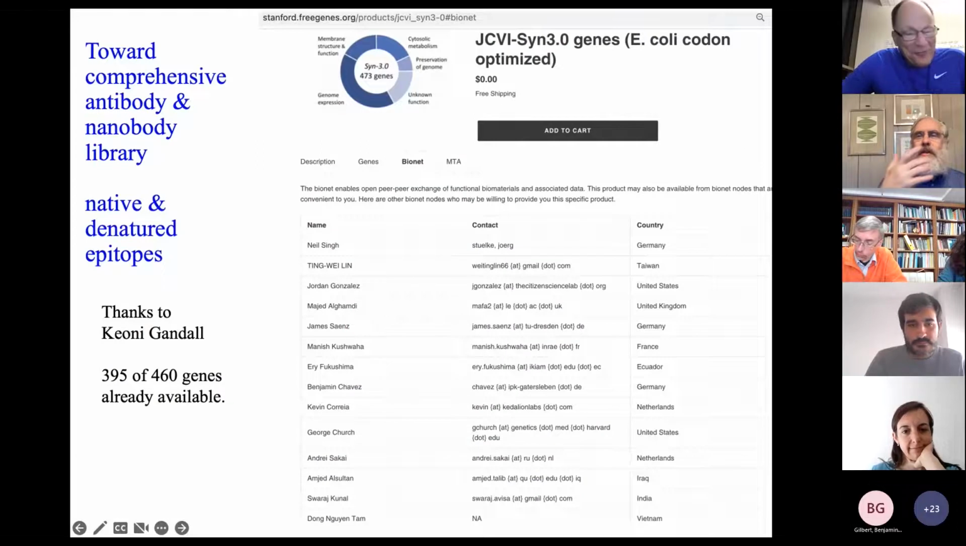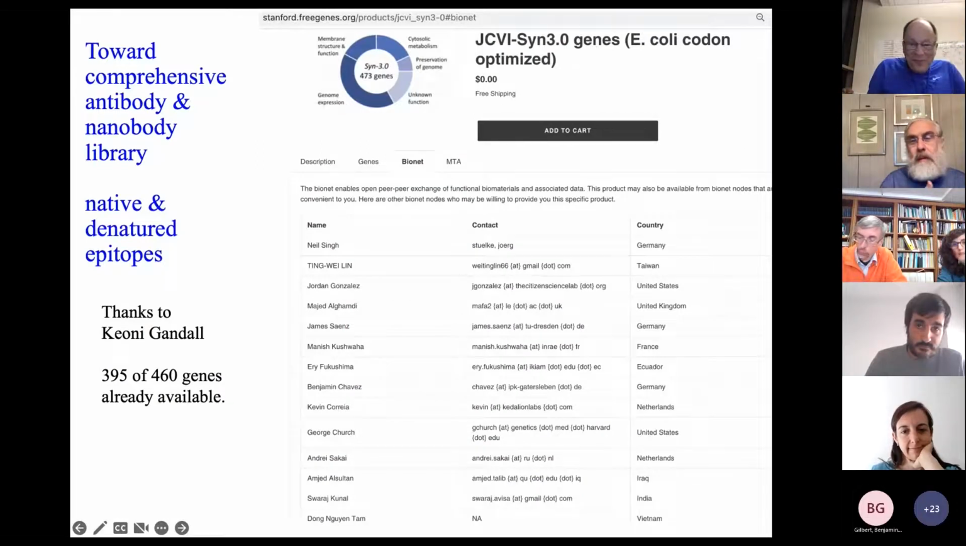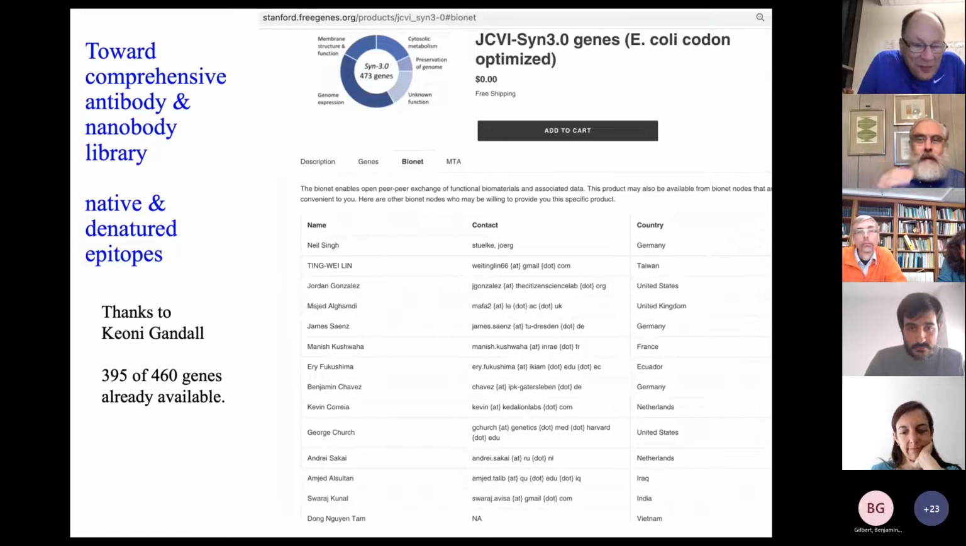And so then this is a resource. We hope to provide resources to the community. We also hope to use them. And to John's point about everybody being collaborative, this is something I was pleasantly surprised to find existed when I was looking for it, which is SYN 3.0 E. coli codon optimized version of all proteins. Not quite all the proteins, 395 out of 460 so far, last time I checked.